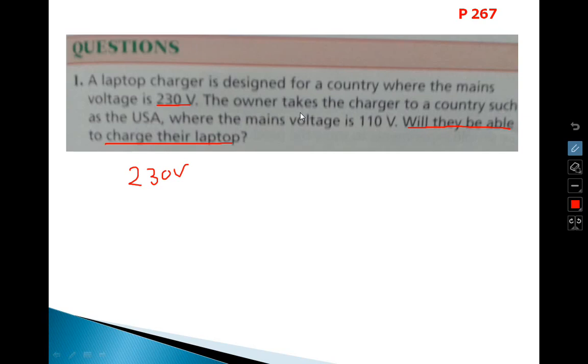So will they be able to charge their laptop? No, it's not possible. Why? Because the voltage is not enough. This charger is designed to have a voltage of 230 volt, and if we take it to another country like the USA or Canada and put it in the plug, it will get only 110 volt. So it's not going to work because the voltage is not enough.